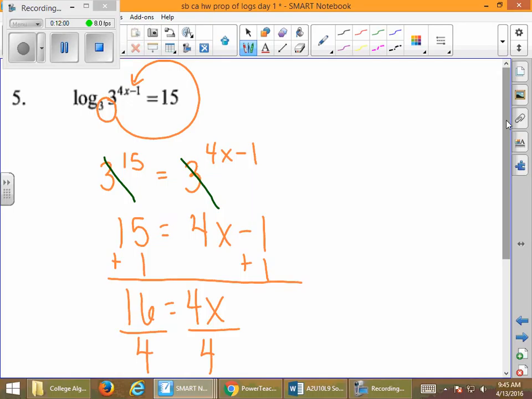And you can mentally check this. We don't really need to check for extraneous solutions here because the base 3 is already positive. But if you think about it, we did 3 to the 15 equals this. 4 times 4 is 16 minus 1, and 16 minus 1 is 15. We could type it in our calculator and check as well.